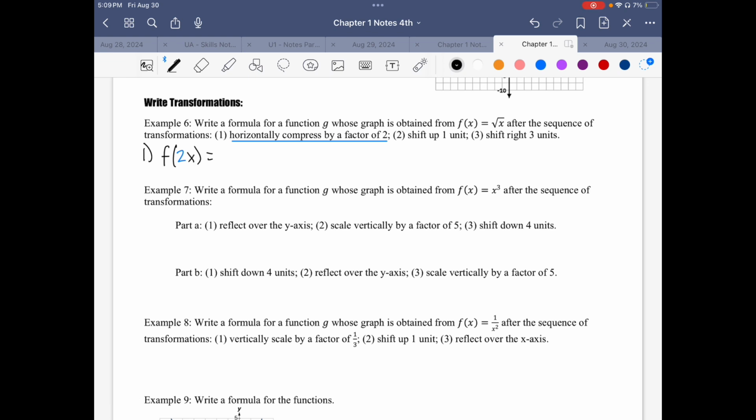And of course, we're going to actually do that with our absolute value function as well. So there needs to be a 2x on the inside there.